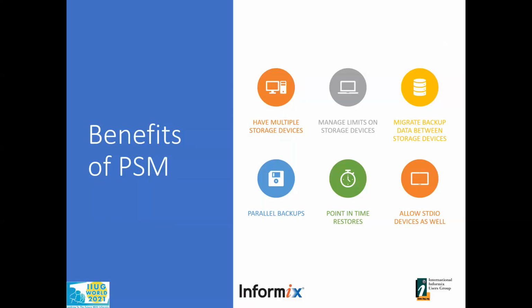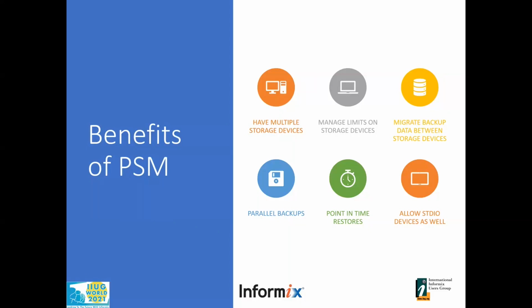OnBar supports being able to do parallel. So it'll do your root DBS first. Once that's complete, it'll do dbspace 1 through 4 at the exact same time. There is a limit on this where you do need Enterprise Edition to run this. It's technically not licensed with Express or Workgroup.